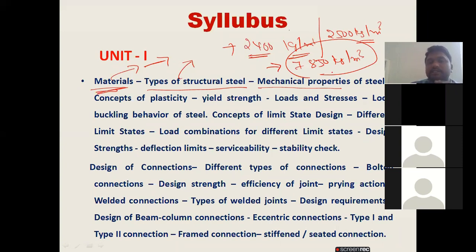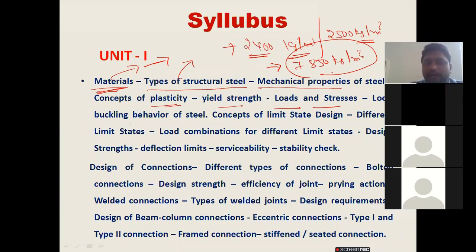Okay. So like this, I will discuss the mechanical properties of steel, the concept of plasticity, the yield strength, and the different types of loads and stresses acting on a steel structure. Already we know the loads we discussed earlier in previous subjects, like dead load, live load, impact load, and also earthquake load, wind load, snow load. In steel structures, there are different types of loads, especially erection loads. Anyway, I will explain in detail.